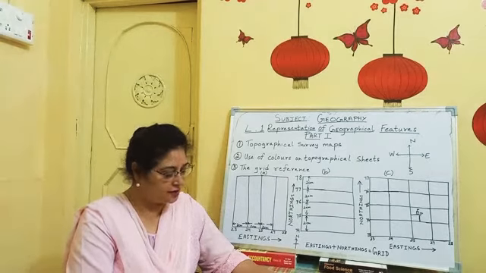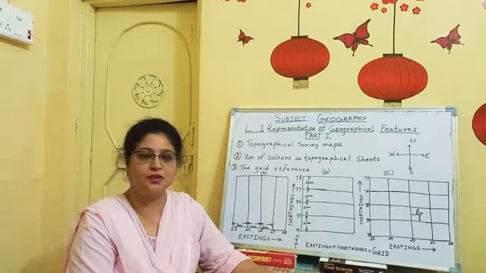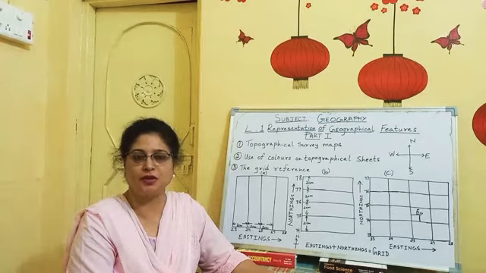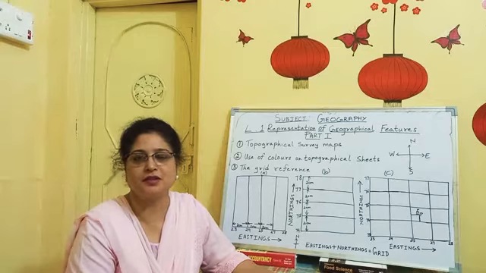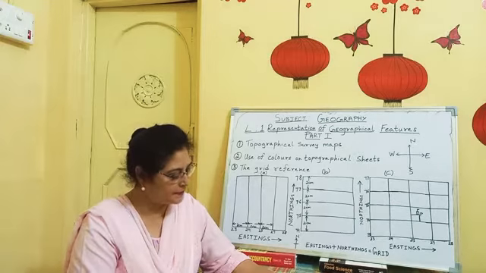Irrigation means, children, the supply of water to land or crops to help growth. Irrigation is related to water, the supply of water to fields and different places where there is lack of water, and it is done through canals also.